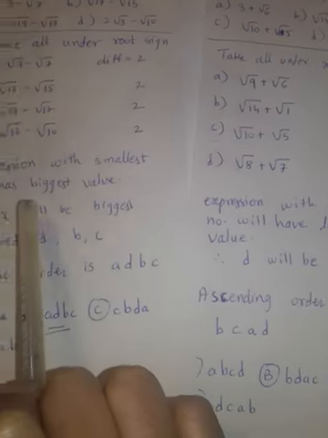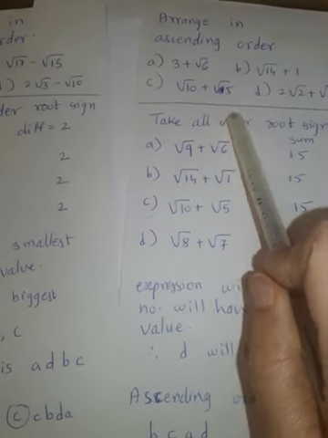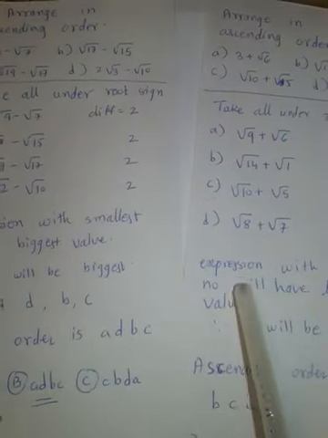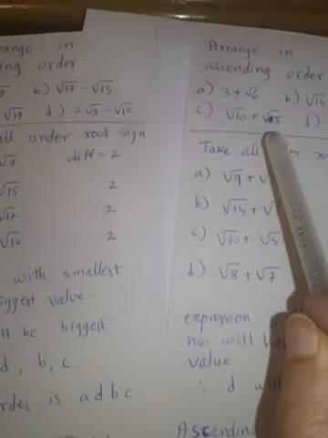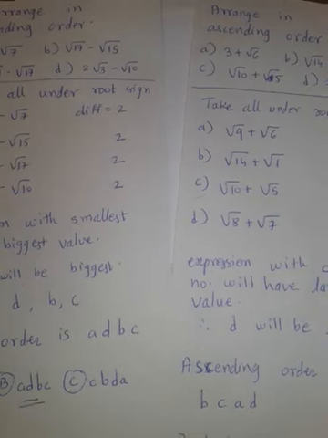Aur ye do baatein yaad rakhna. So this type of sums also become oral. Ek bar ye do baatein yaad reh gayi, then this type of ascending and descending order sums also you can solve in 10 seconds orally.